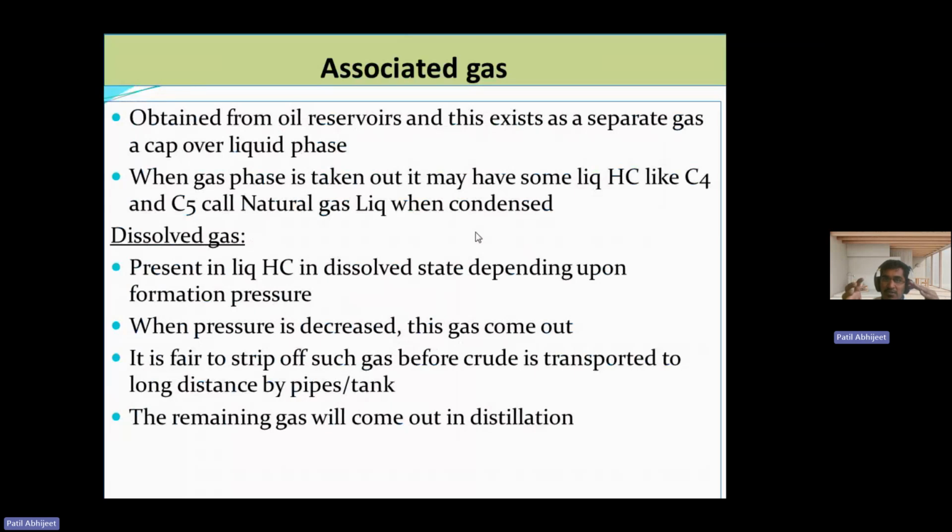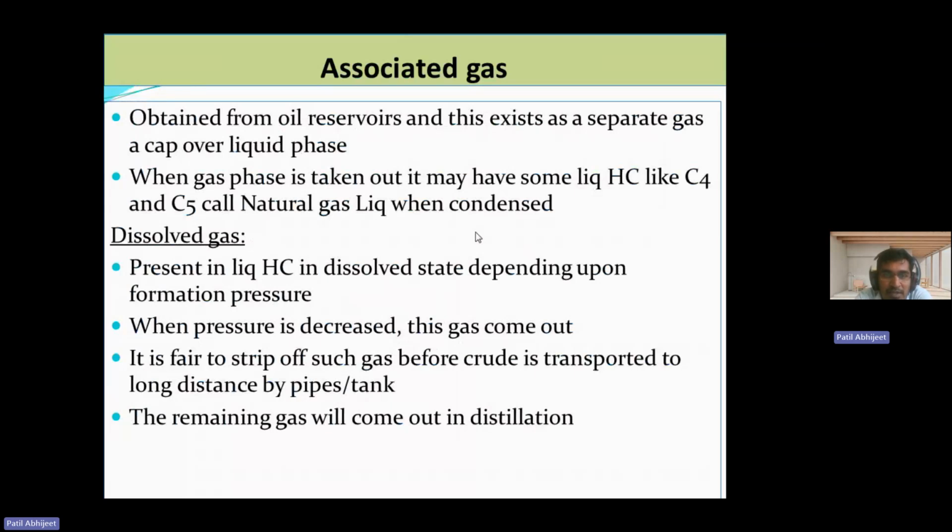Okay, and these are the gases which are obtained from these oil reservoirs. This exists actually as a separate gas which is acting like an enclosed sheet over the liquid phase. It is going to act like a cap over the liquid phase.